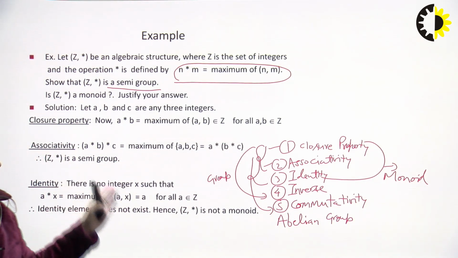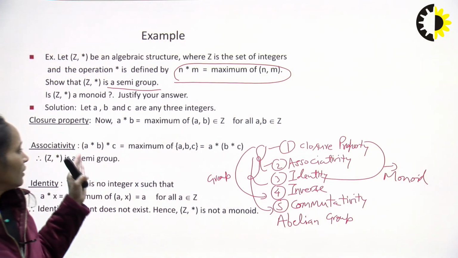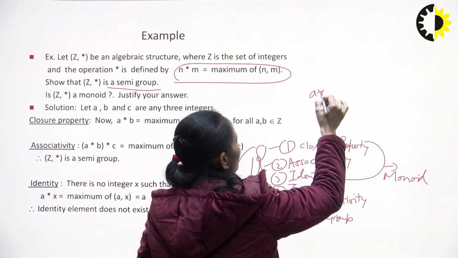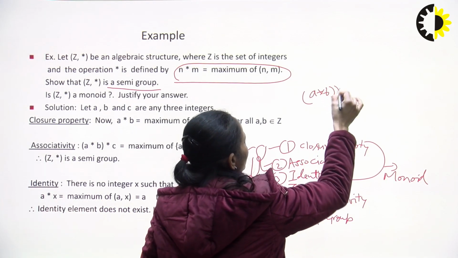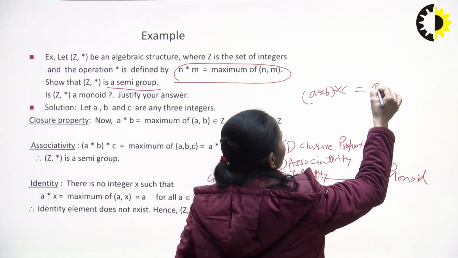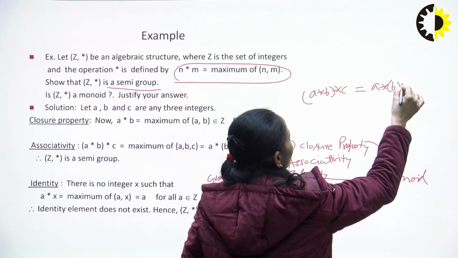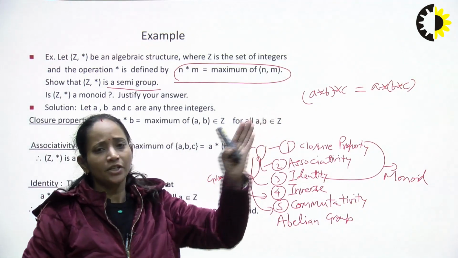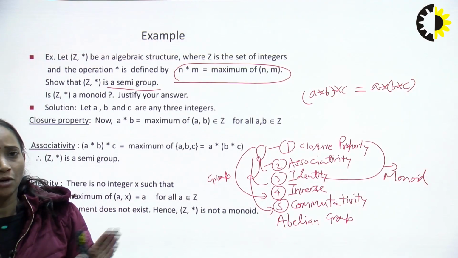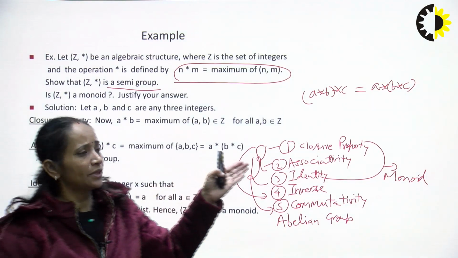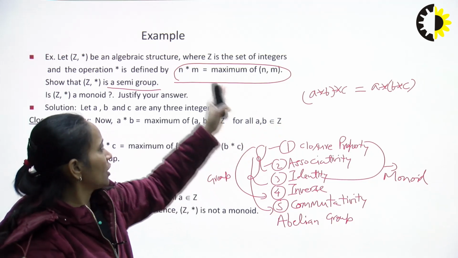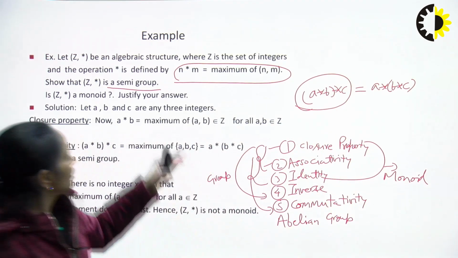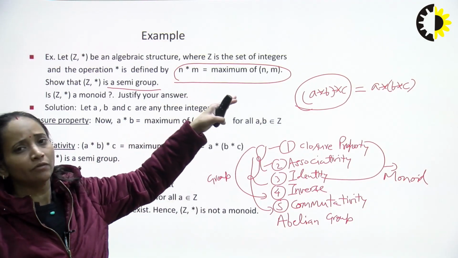Then the next property, associativity. What is the associative property? With respect to the multiplication operation, A cross B cross C is equal to A cross B cross C, with the brackets grouped differently. If the left hand side is equal to the right hand side, then this property exists, otherwise it does not. So we have to check this particular expression. What is the meaning of m cross n? This is the maximum value of m comma n.